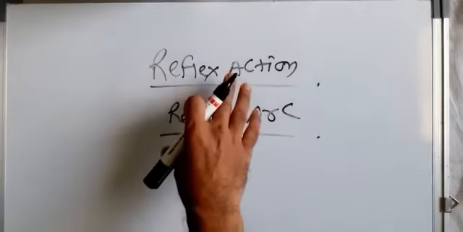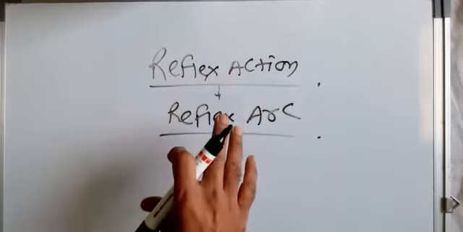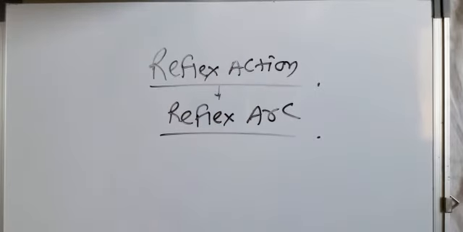Now, reflex action, we can take examples like sneezing, coughing, yawning, or withdrawal of hand after pinprick, or withdrawal of hand from a certain hot plate, or blinking of the eyes at a flash of light. So these are the examples of reflex action.